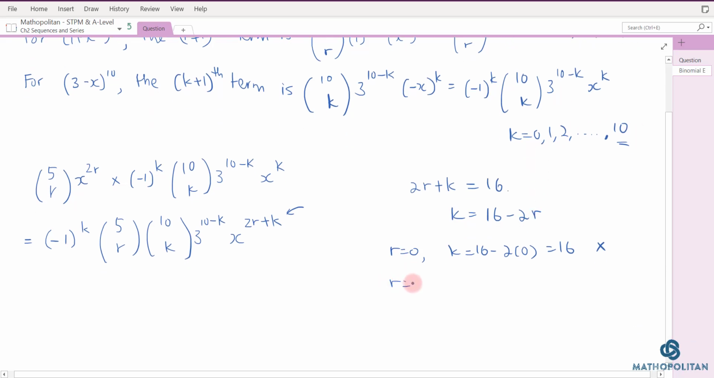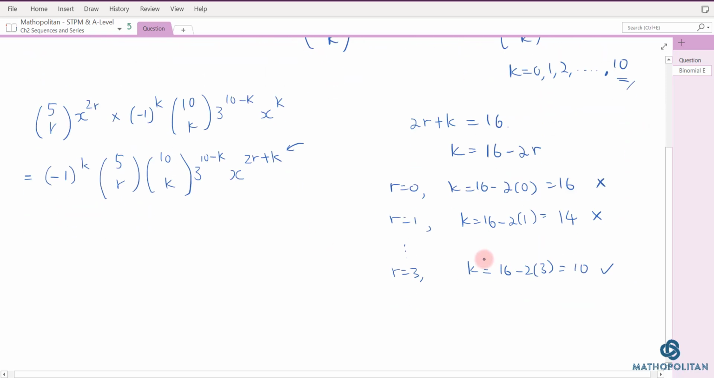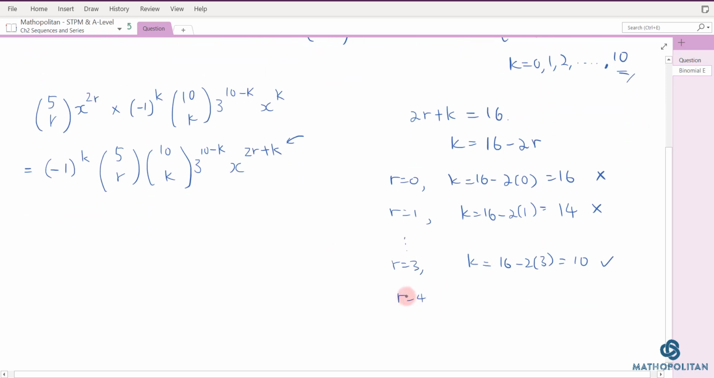That's the maximum value for k. If you continue to do that for r equals 1, that's k equals 16 minus 2 times 1, that's 14. Again, that's not feasible. Then you can go all the way up to, say, r equals 3. Then k is equal to 16 minus 2 times 3, so that's 10. So yes, that's possible. That's the highest value of k here. Then you take r equals 4, and k equals 16 minus 2 times 4, so that's 8. That's possible as well. And r equals 5, the last value here, k is equal to 16 minus 2 times 5, so that is 6.